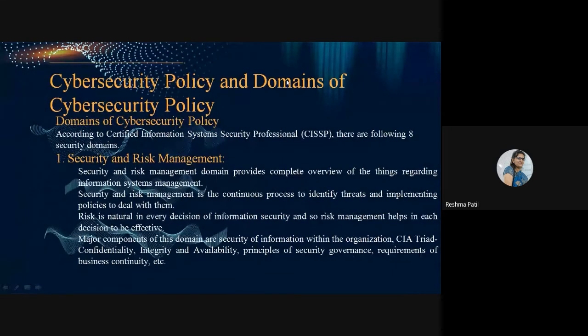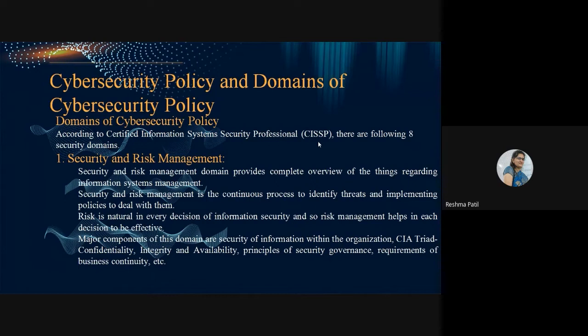Now we will see the second point, that is the domains of cybersecurity policy. According to the Certified Information System Security Professional, CISSP, this is a certification. You can do a certification in this. If you want to go into cybersecurity, then you can do this certification, CISSP.